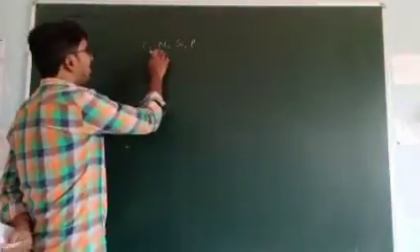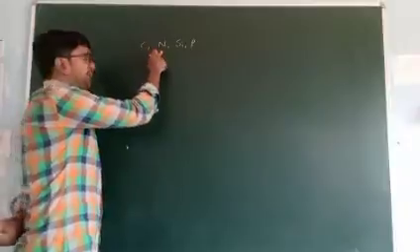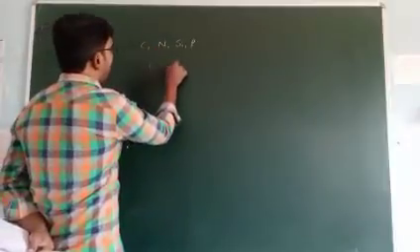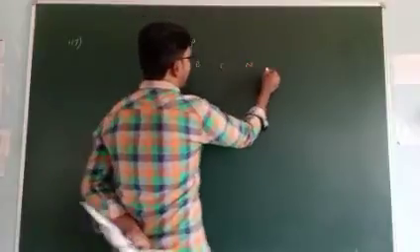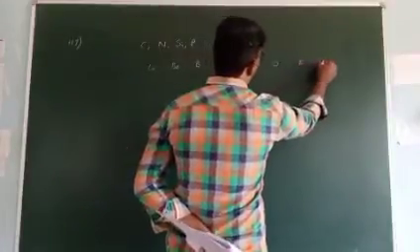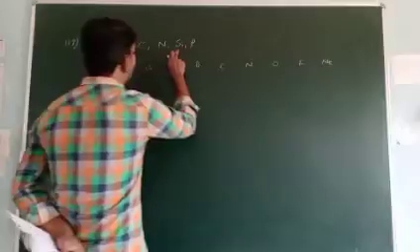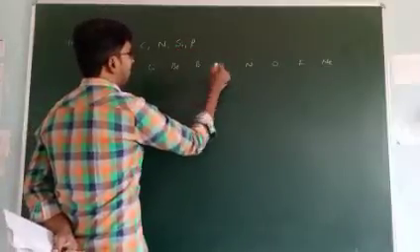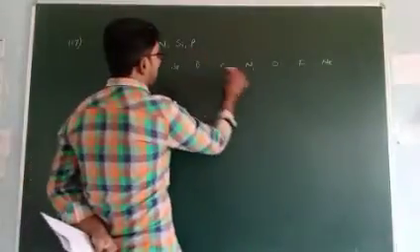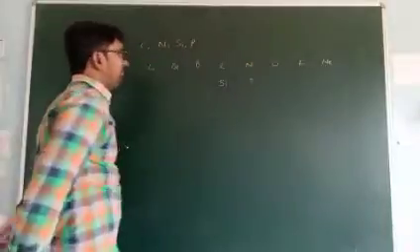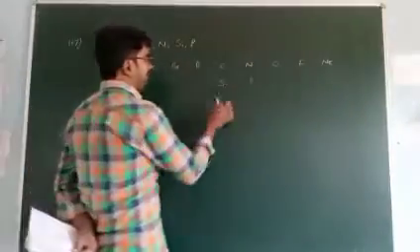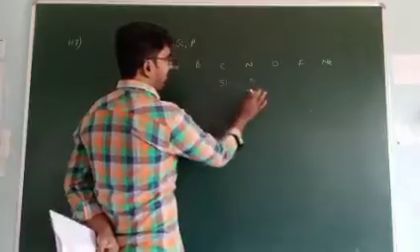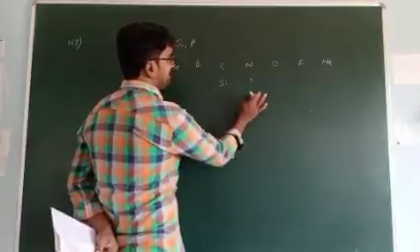Actually, these two are present in one period, that is the second period: lithium, beryllium, boron, carbon, nitrogen, oxygen, fluorine, neon. Silicon is present in the carbon family. Phosphorus is present in the nitrogen family, or pnictogens. Okay. From left to right, electronegativity increases.